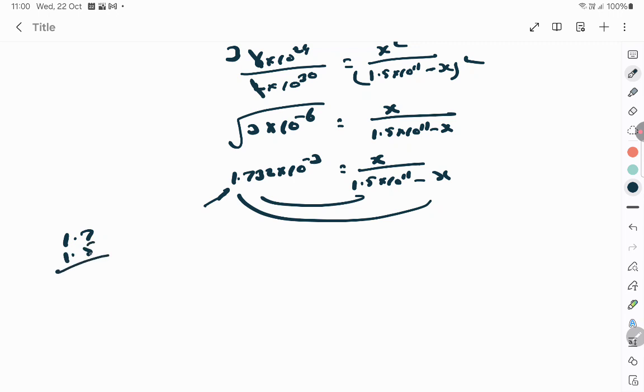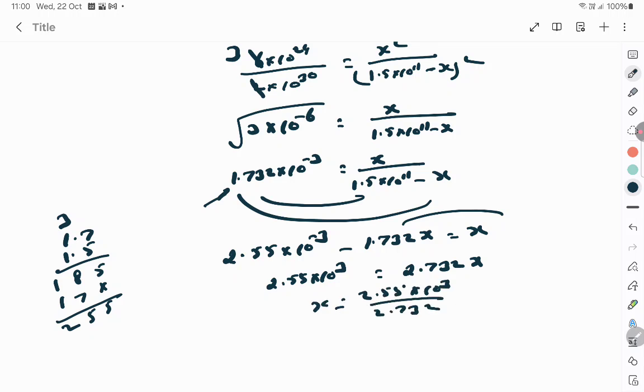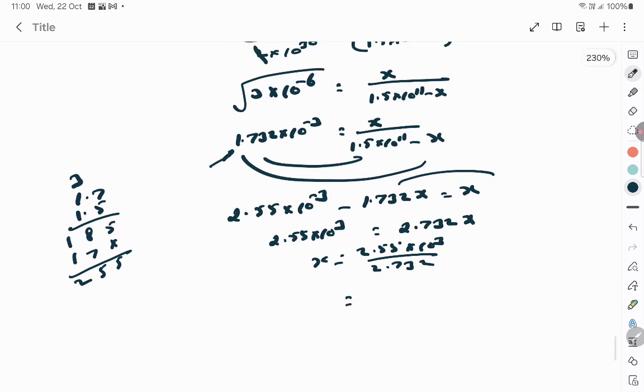1.7 into 1.5 is 2.55. So it's 2.55 into 10 to the power 8 minus 1.732x is equal to x. So take it that side. It's 1 plus 1.732, it's 2.732x is equal to 2.55 into 10 to the power 8. So x is equal to 2.55 into 10 to the power 8 by 2.732.